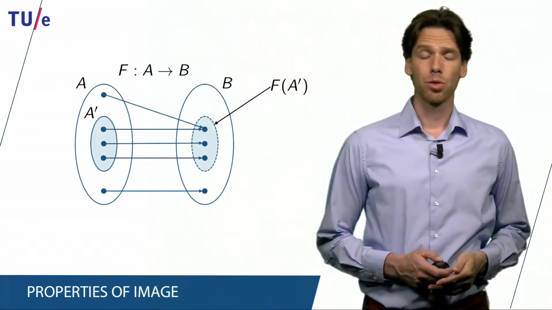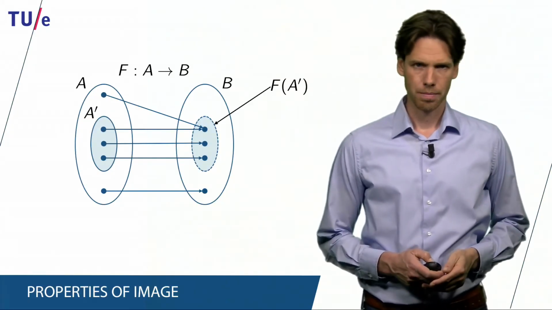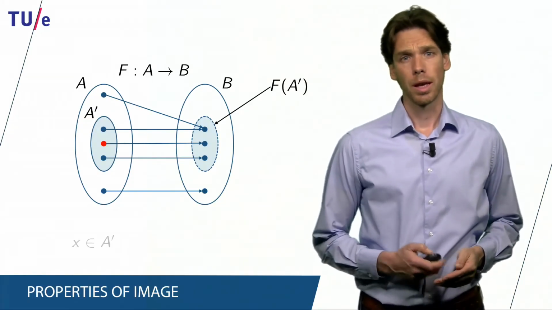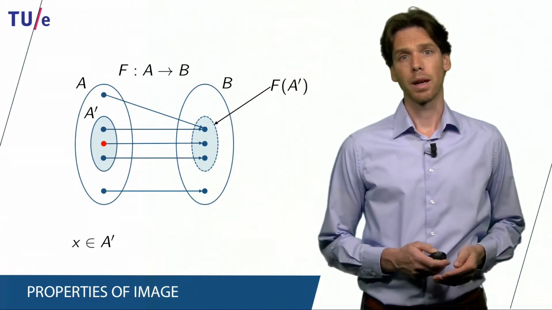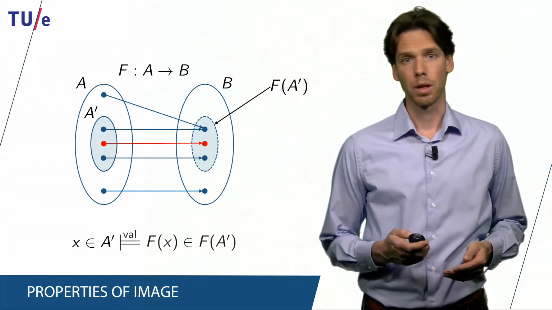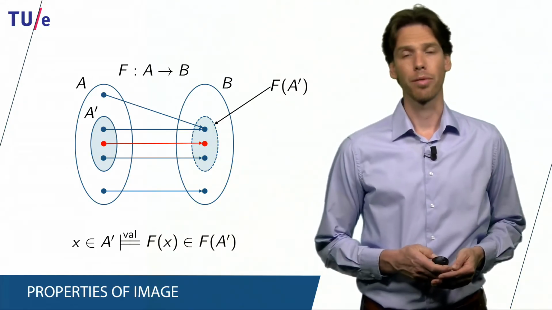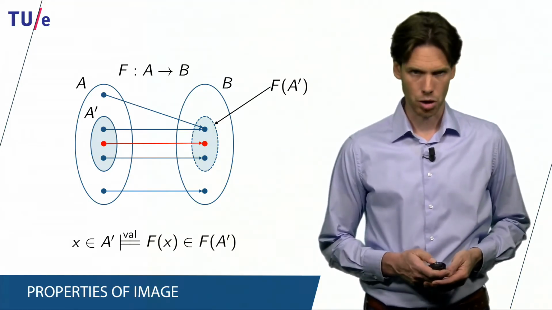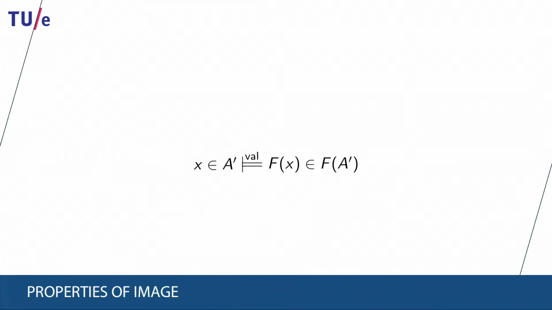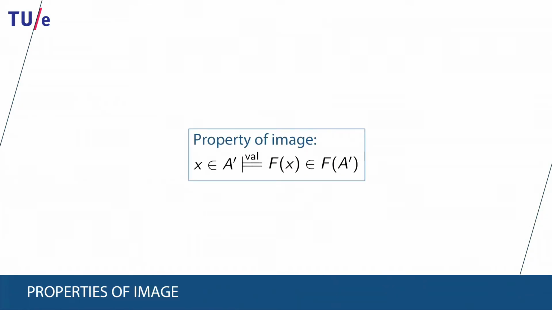We shall now present two properties of the notion of image. First, if we have an element of the set A', then clearly this element maps to an element in the image of A' under F. And there we have our first property of image. Whenever x is in A', then we may conclude that f of x is in the image of A' under F.